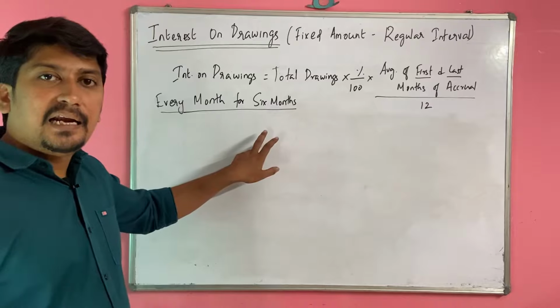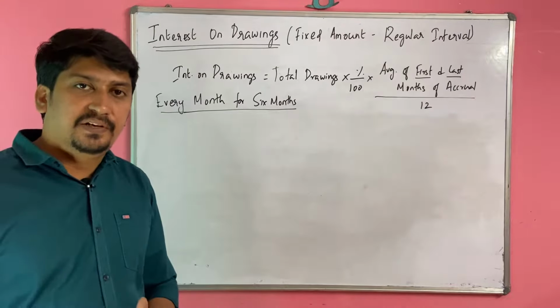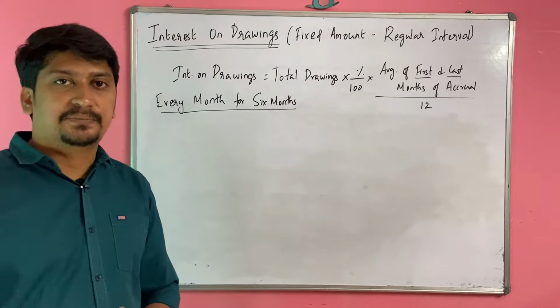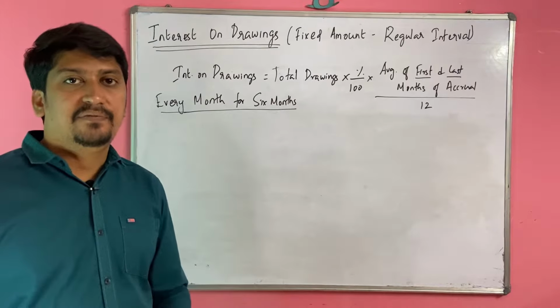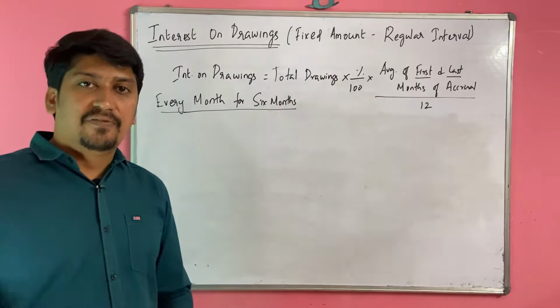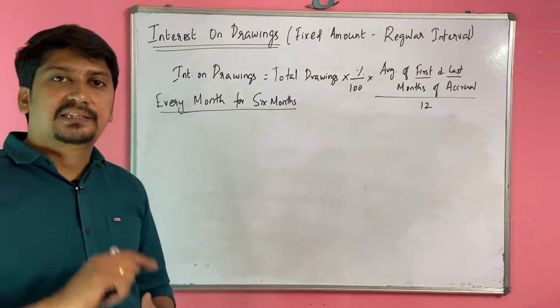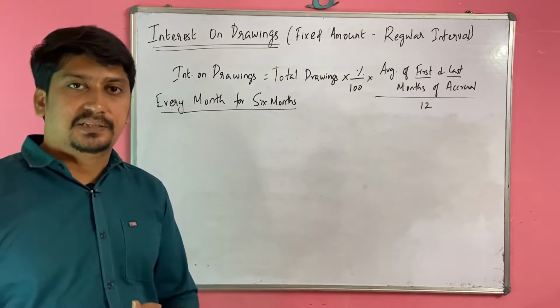This particular category is entirely different from when a partner draws a fixed amount in the beginning, middle and end of every 6 months. Every 6 months is different from every month for 6 months. Every 6 months means every half year, so yearly twice he takes. Here yearly 6 times he takes. Every month he takes, but only for 6 months we are going to calculate.